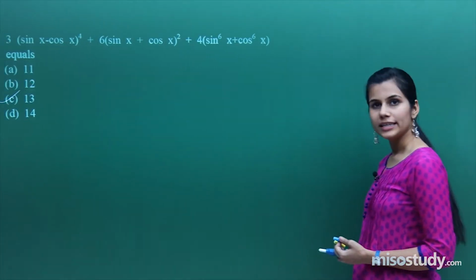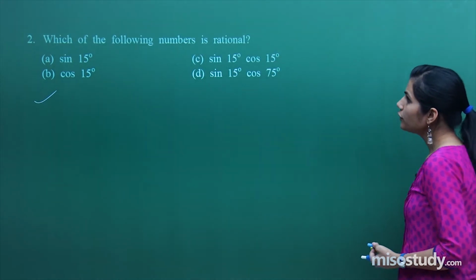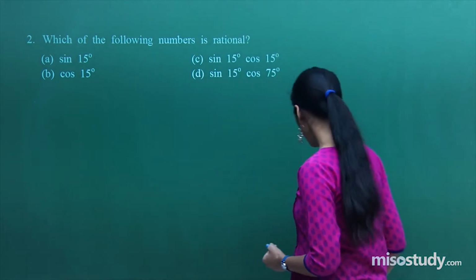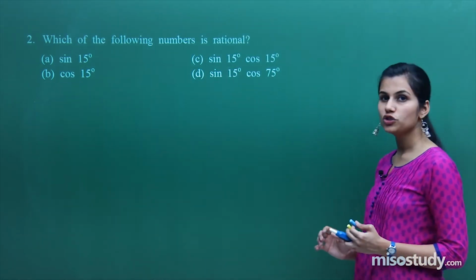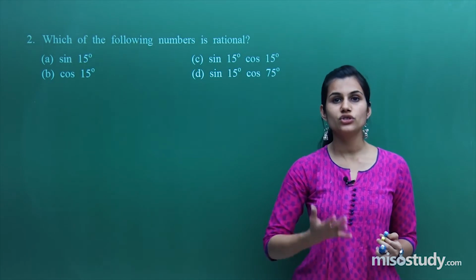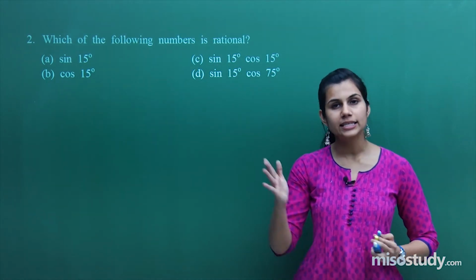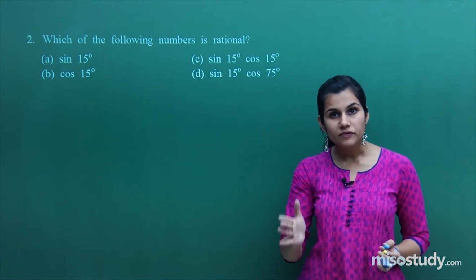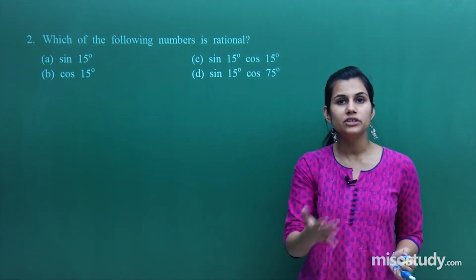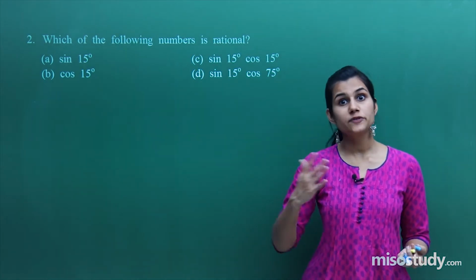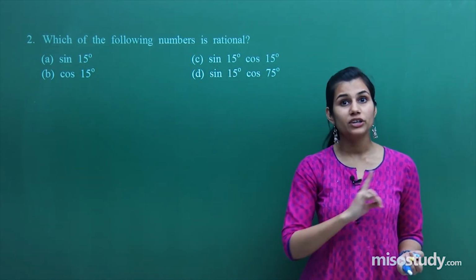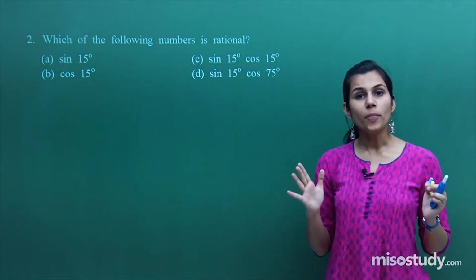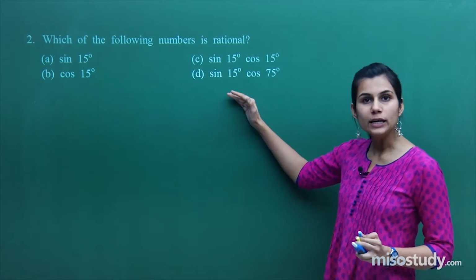Let's look out for the next one. Which of the following numbers is a rational number? Now see, we have dealt with trigonometric ratios of some important angles which are not among the basic angles like 0, 30, 45, 60, 90. At that time we had dealt with 15 degrees, 18 degrees, 75 degrees, 36 degrees, 72 degrees, 54 degrees. And what are the trigonometric ratios of all these non-basic angles? Based upon that particular concept, I have to deal with this question.